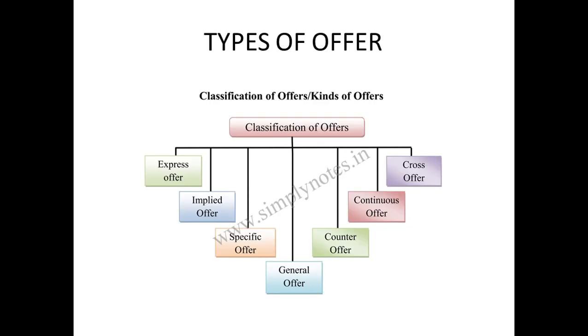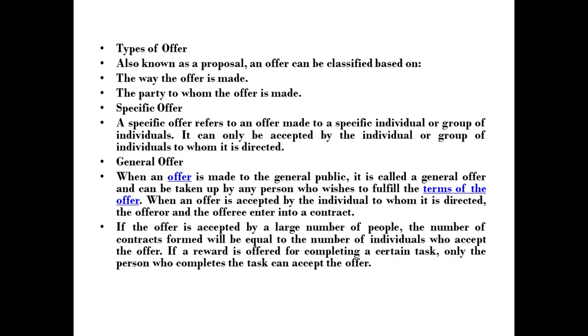Types of offers we can see: express offer, implied offer, specific offer, general offer, counter offer, continuous offer and cross offers. An offer can be classified by the party to whom the offer is made, and at the same time we can take the specific offer and the general offer. A specific offer refers to an offer made to a specific individual or a group of individuals. It can only be accepted by the individual or group to whom it has been directed.